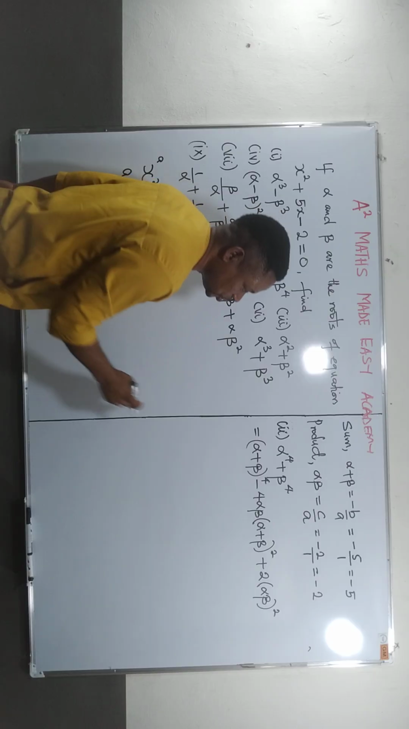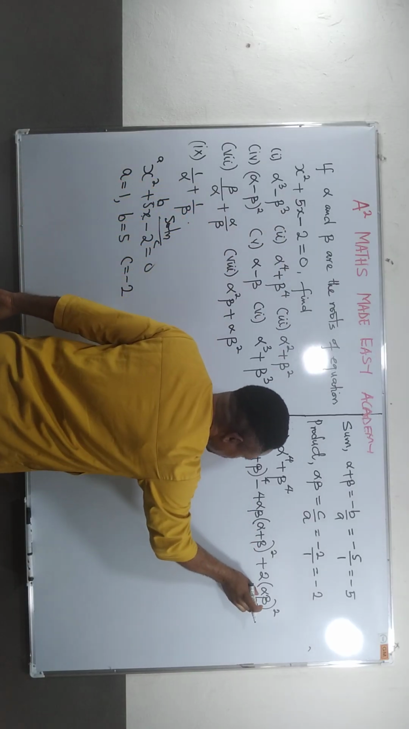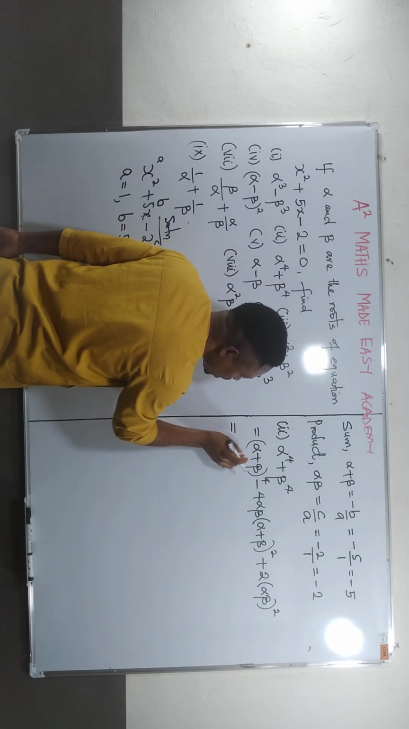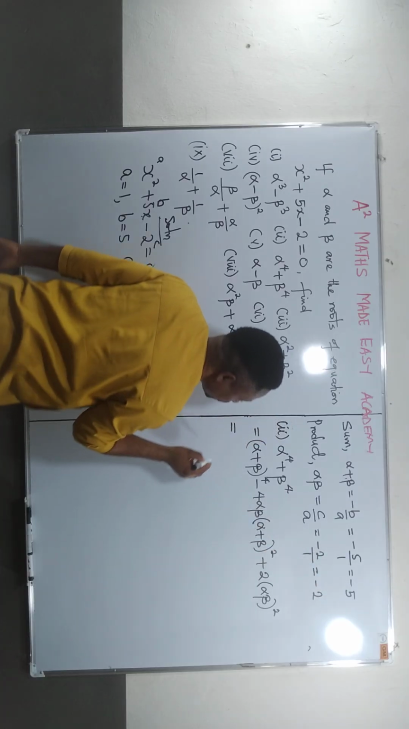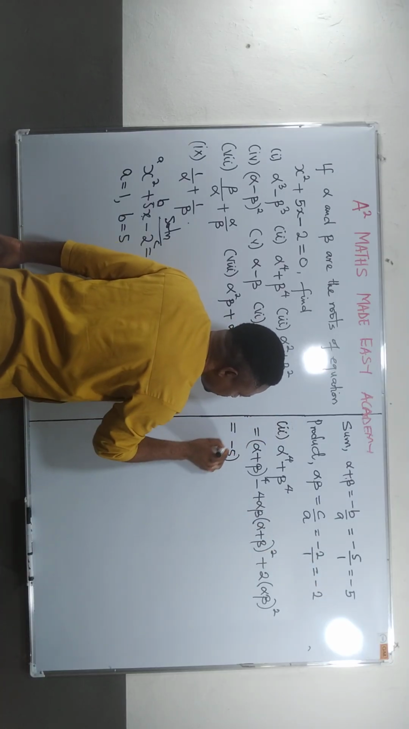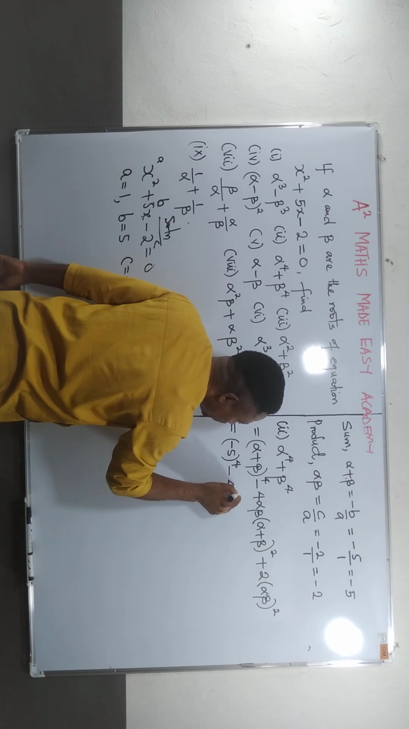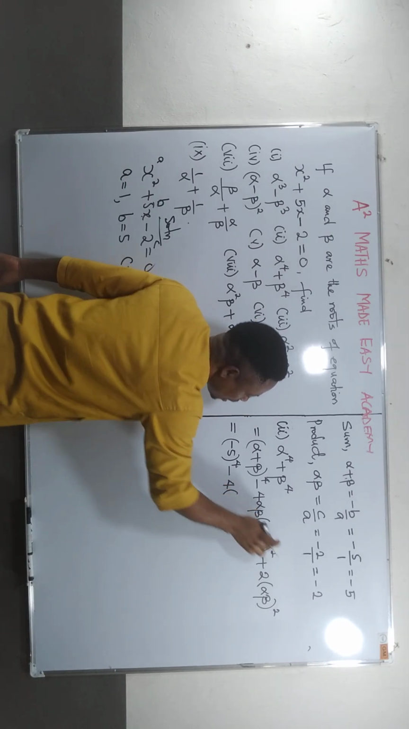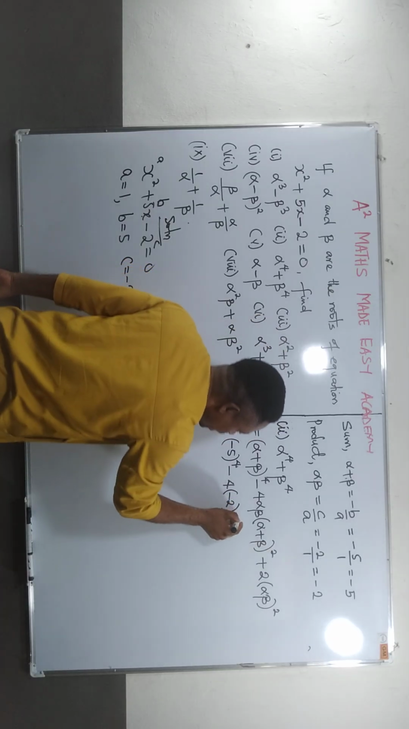Now let's substitute. This is sum. This is product. This is sum. And this is also product. If you substitute now, you have alpha plus beta. Watch, it is already solved. It is minus 5. I introduce minus 5 in bracket raised to power 4. Are you there? Then minus 4 bracket. We have alpha beta. Alpha beta is minus 2. Close the bracket. Then open it again.